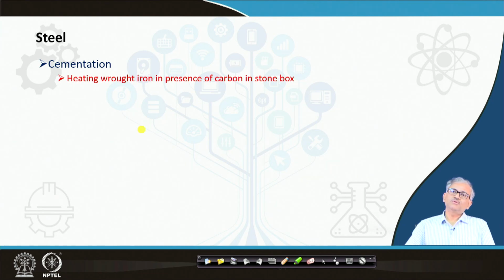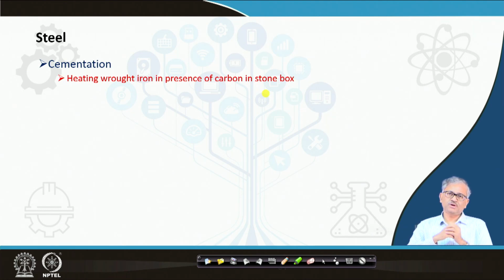Wrought iron's strength was not very high because the carbon percentage was very low. So people wanted to increase its hardness. They heated the wrought iron in the presence of carbon in a stone box, which is called the cementation process. You can increase the carbon in the wrought iron that way. But the carbon increases only in the surface area, because penetration to the center takes a lot of time. So that was not possible.